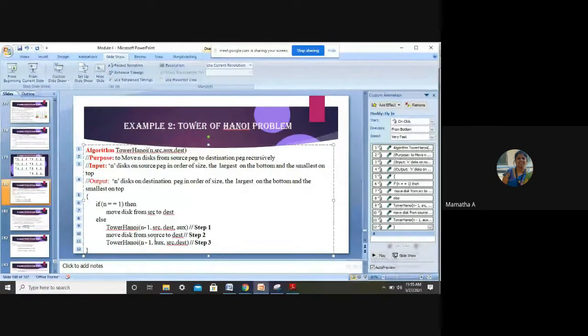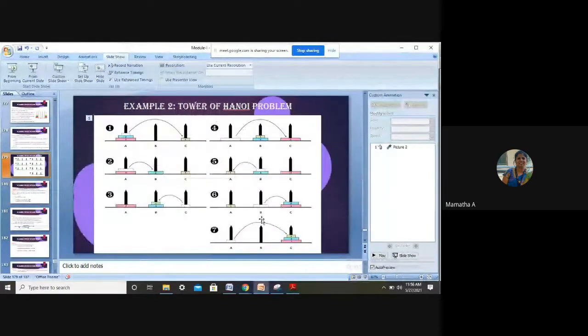Before I go for the analysis, what is the basic operation here? Can you identify the basic operation? Are we doing some multiplication or addition or comparison? What is the basic operation here, students? What do you think is the basic operation? Any idea? Moving the disk. Very good. Moving the disk.